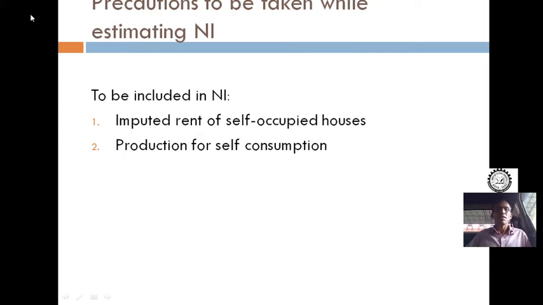Similarly, production for self-consumption. Many producers, especially farmers, produce goods for their own consumption. They are not entering into the market. So such part of production which is meant for self-consumption is to be included in the national income calculation.